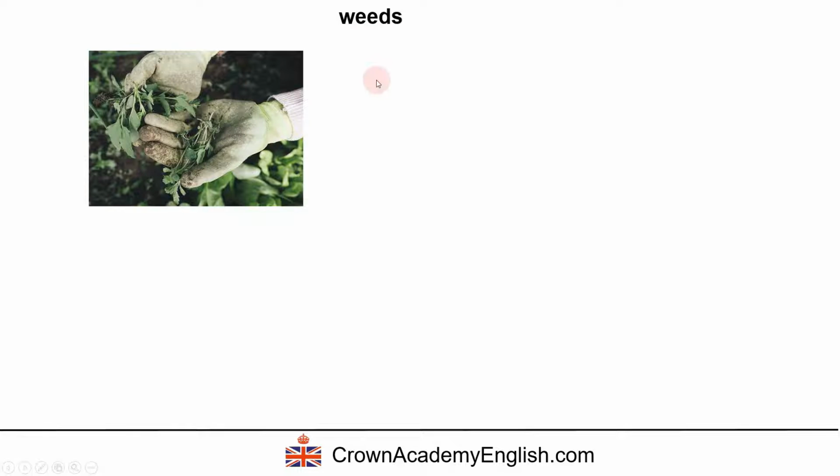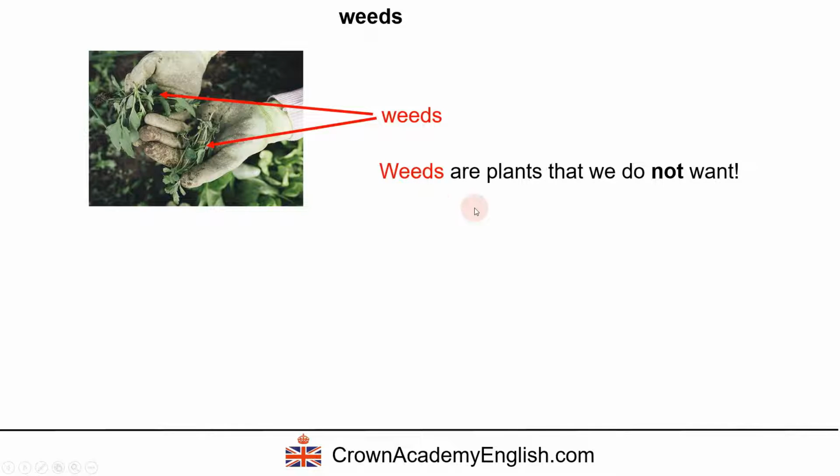Weeds. So these are weeds. And quite simply, weeds are plants that we do not want. Okay, so they are like bad plants. And they're bad because they also prevent other good plants from growing. So we don't want weeds in our garden.